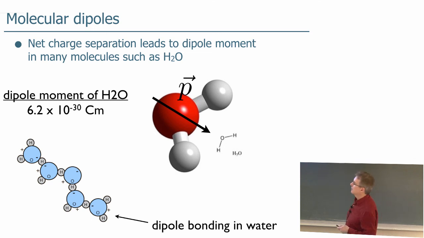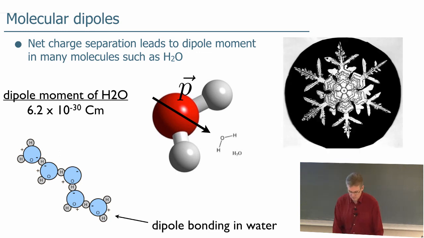And in fact, these dipoles can interact with each other, and that's how water molecules bond together. When they're in the liquid state, the hydrogen from one is attracted to the negative oxygen of another one, and they form these chains and groupings, and when water becomes crystallized, then you get these beautiful hexagonal patterns due to the dipole bonding forming crystal structures. And that's why snowflakes look the way they do.